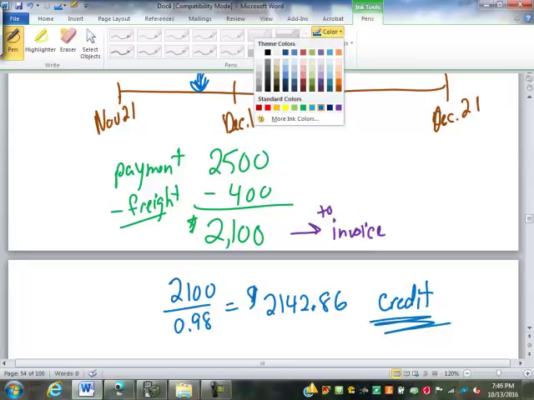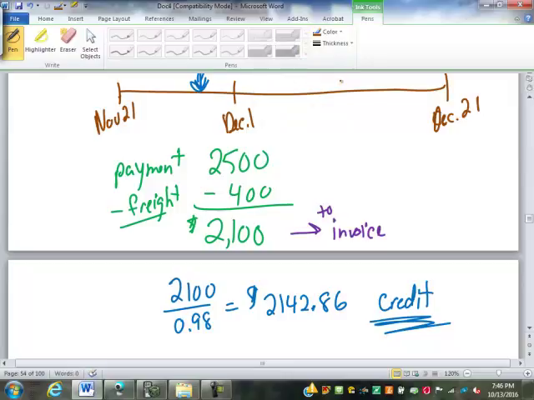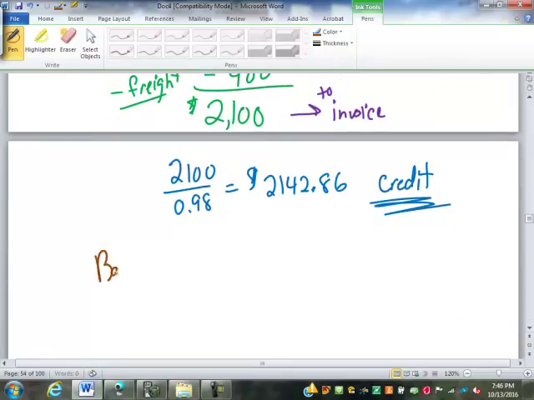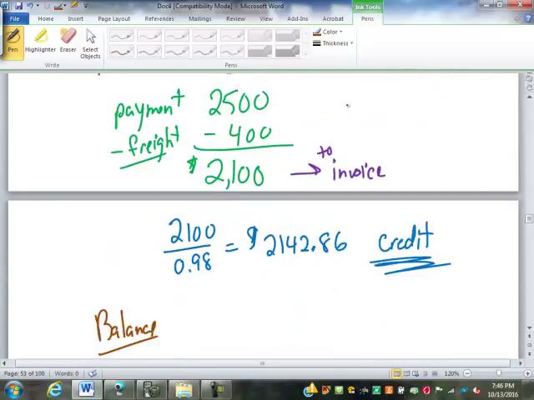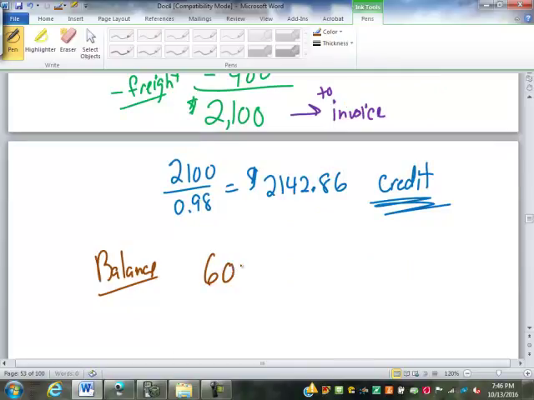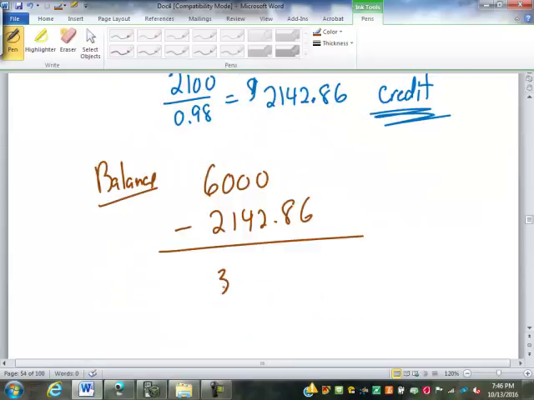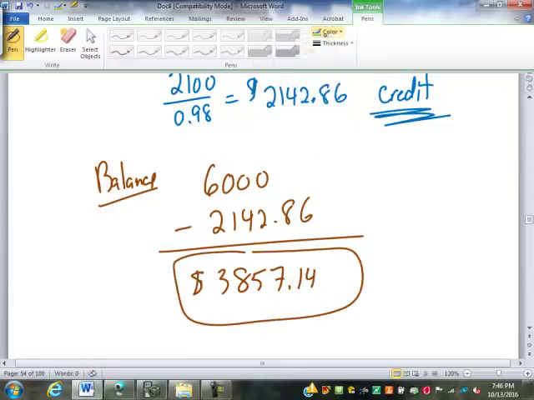So what do we do next? Find the balance. We have an invoice of $6,000. We subtract that credit, 2,142.86, which is going to give us $3,857.14. What do you think? Ready to try one on your own?